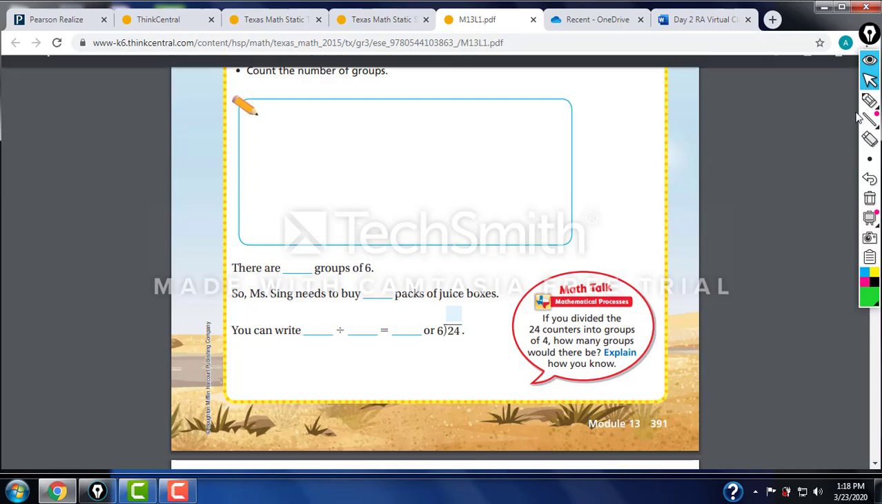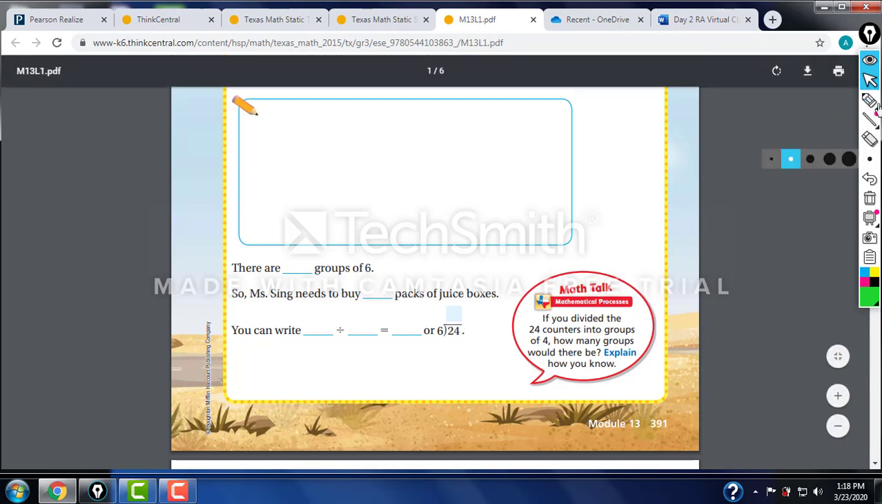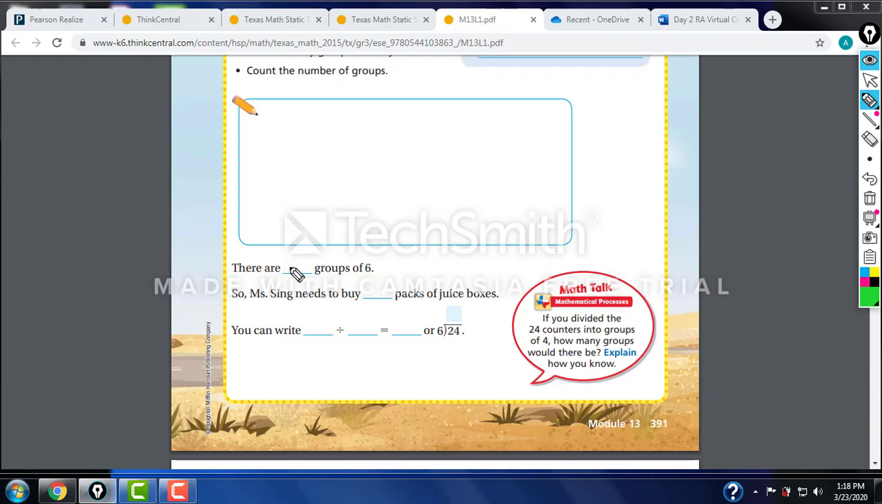Okay, you should have come back already. We're back now, and let's see how you did. So there are how many groups of 6? That is correct, 4. So Ms. Singh needs to buy how many packs of juice boxes? She needs to buy 4 packs of juice boxes because 4 times 6 equals 24. So you can write your division question: 24 divided by how many? 6 equals 4. Or your answer here, 24 divided by 6 equals 4. How did you do? Good job. I'm very happy everyone was successful here.